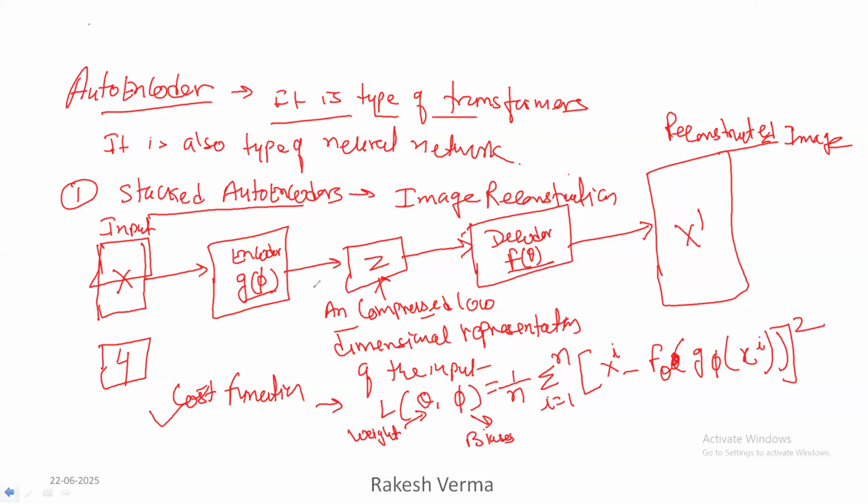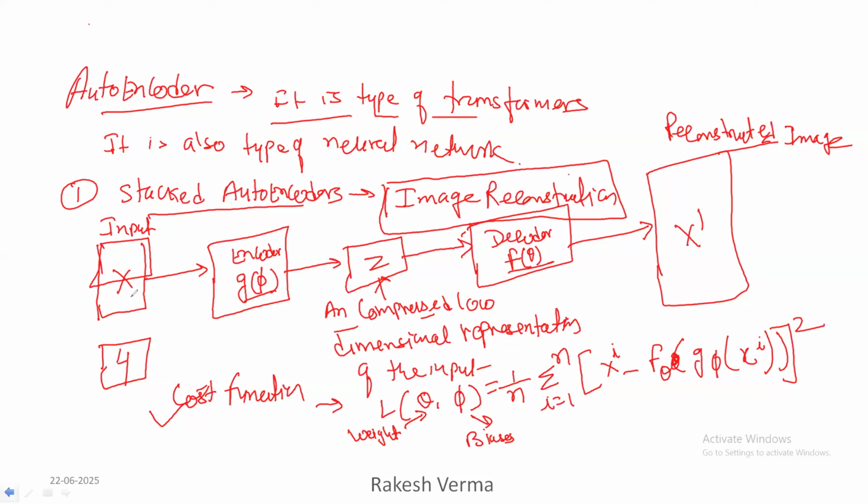Clear? So in general, we can say the stack autoencoder is a type of autoencoder used to perform the image reconstruction operation. Suppose we get an input image which is distorted or some features have been lost, then we can reconstruct the lost or deleted features of the original image. So this is one way.